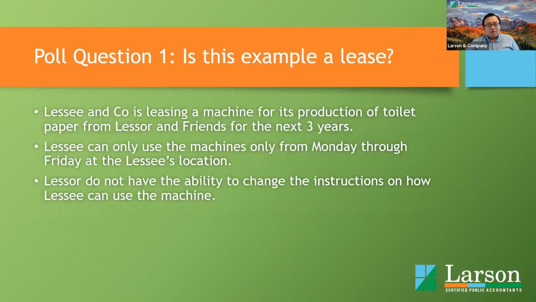So with that, let's go through our first example polling question to practice that. Is this an example of a lease? Lessee Company is leasing a machine for its production of toilet paper from Lessor for the next 3 years. Lessee can use the machine only from Monday through Friday at the lessee's location, and lessor does not have the ability to change the instructions on how lessee can use the machine. I'm going to stop the video here and let you respond to that polling question.